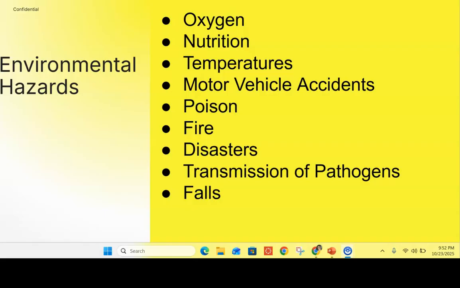Transmission of pathogens, so any microorganism producing illness. Transmission is most commonly through hands, so the biggest thing is educating on hand hygiene and isolation precautions. Falls, so when a person inadvertently reaches the ground, that's considered a ground level fall. Falls can lead to disability, loss of work, hospitalization, severe injury, and even death. Older adults are at the highest risk for serious injury or death from falls.